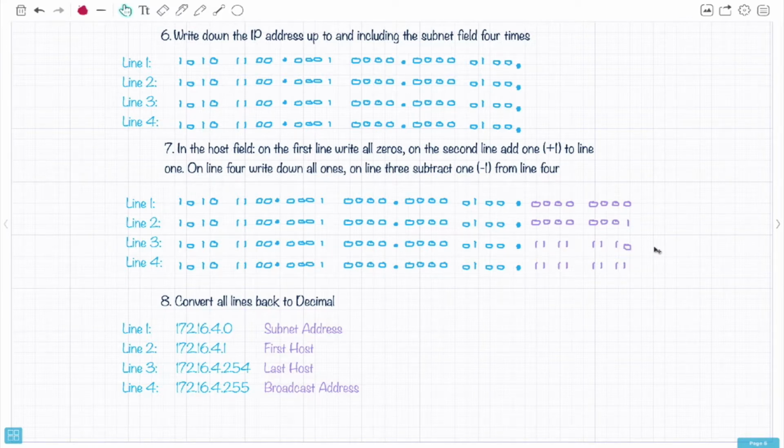Now you convert these numbers, the entire 24 bits, back into decimal, and what you have on line 1 is the subnet address. Remember, it's convention to zero out the hosts when talking about a network, so 172.16.4.0 is the subnet address. Line 2 gives you the first available host on that subnet. Line 3 gives you the last available host on that subnet. And line 4 gives you the broadcast address for that given subnet.